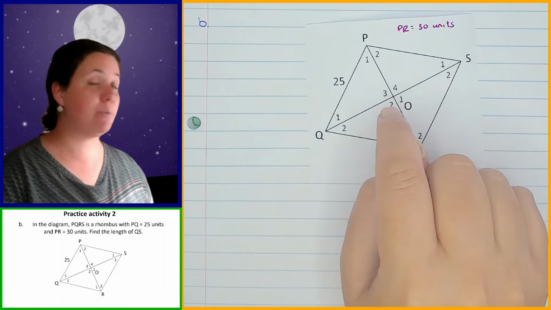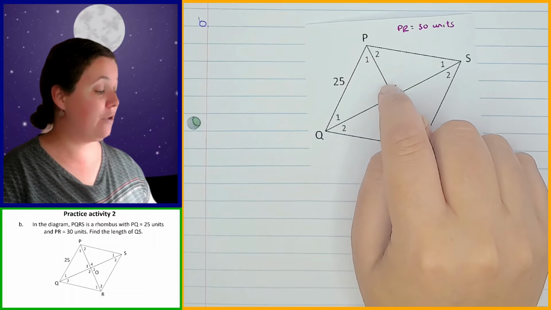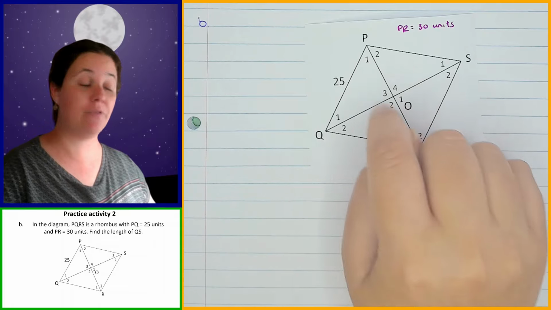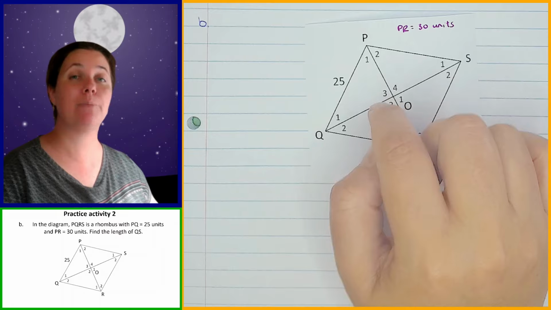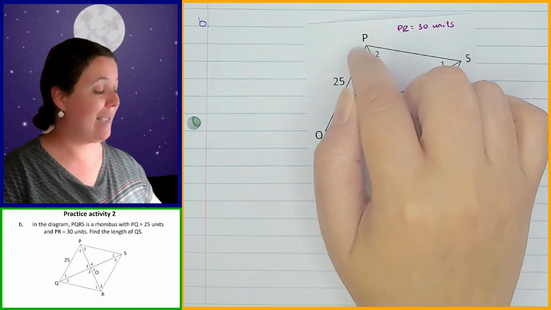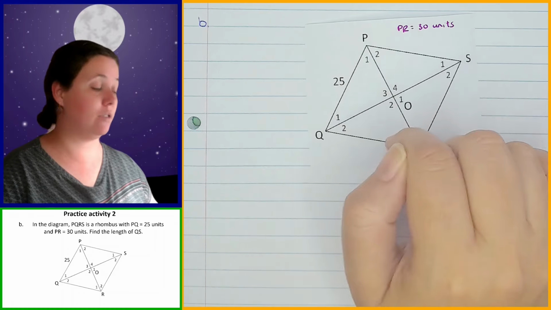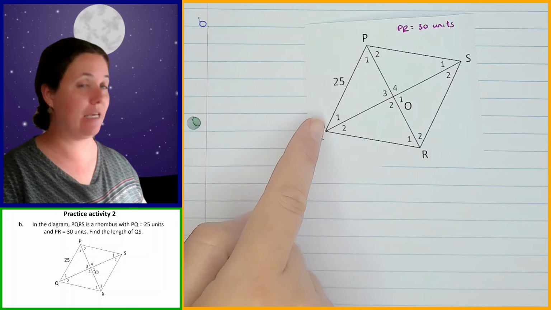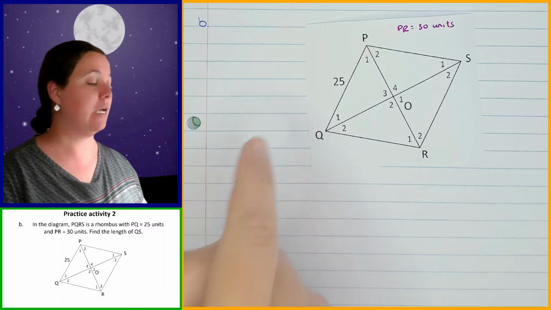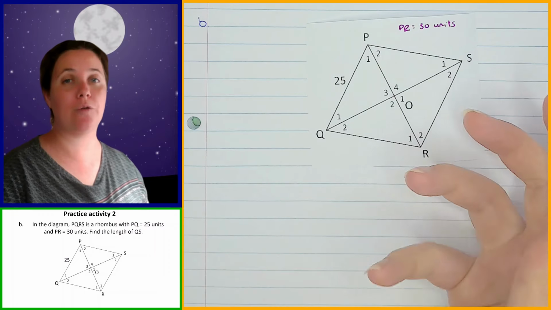Okay, so that's going to be important to me because if they are perpendicular to each other, if they bisect at 90 degrees, it means that I can then use the Pythagorean theorem in one of these triangles. So I'm going to focus on this triangle over here because I have that length over there. It means I don't have to then say that another side is equal to 25 to be able to do it.